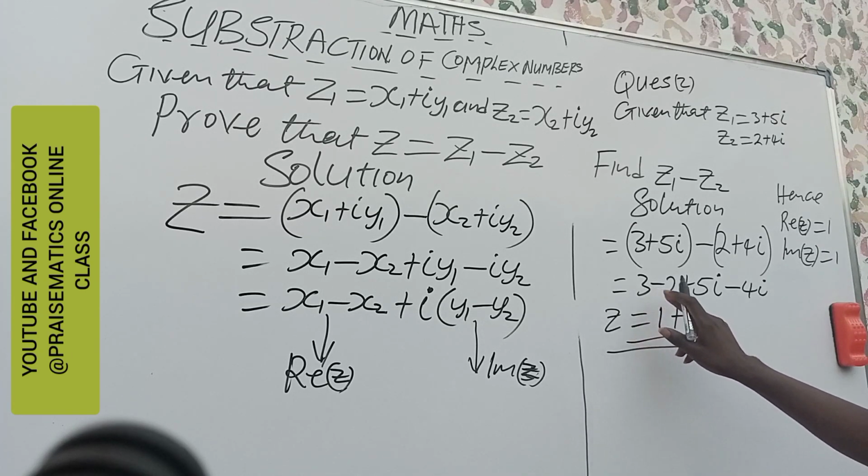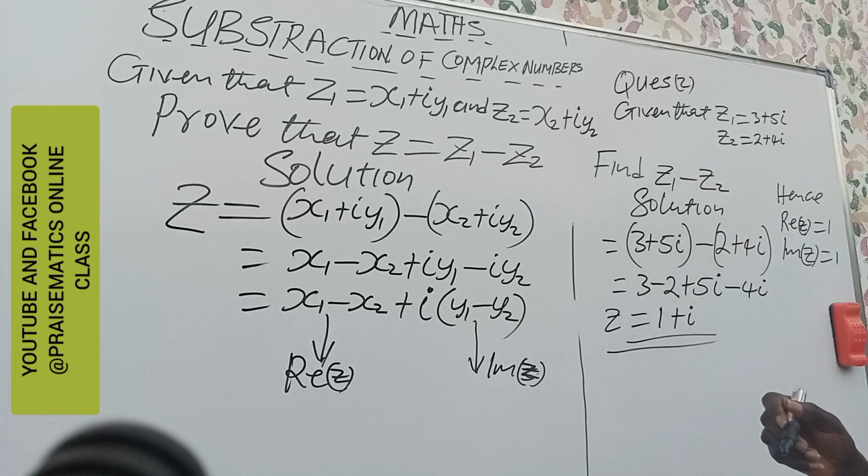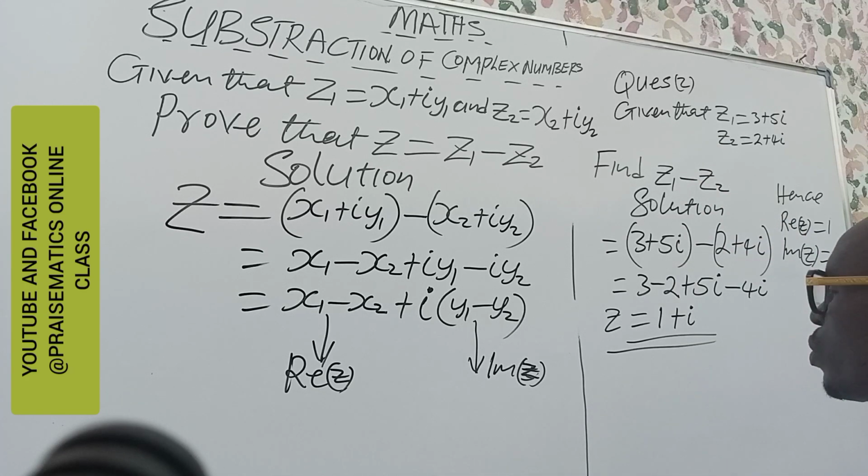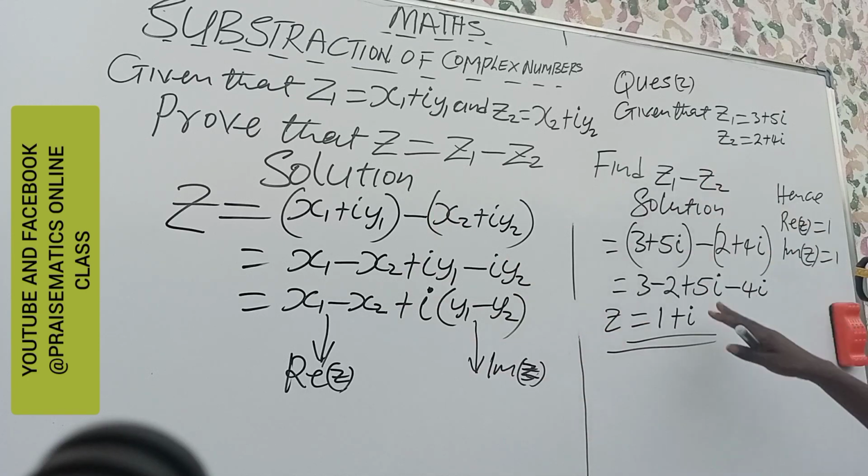So when you subtract a complex number from another complex number, it will still give you a complex number. This is the proof, and this is an example of how to solve it. So with this, you can solve this.